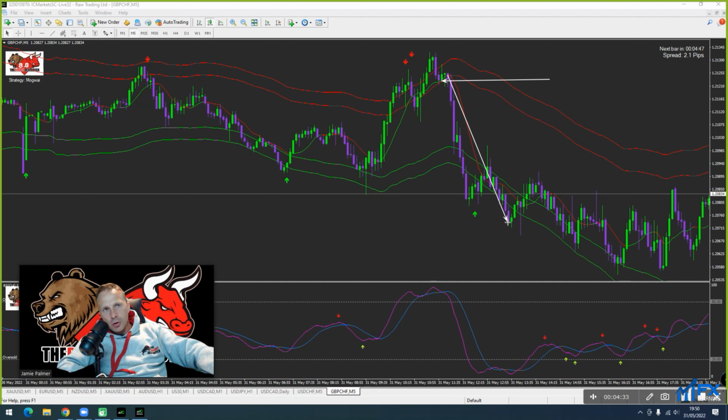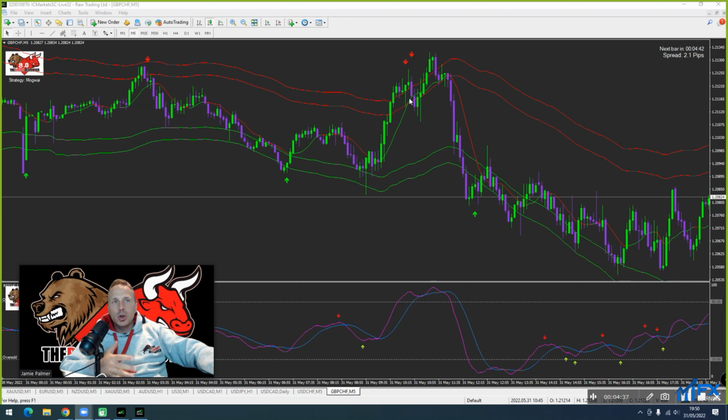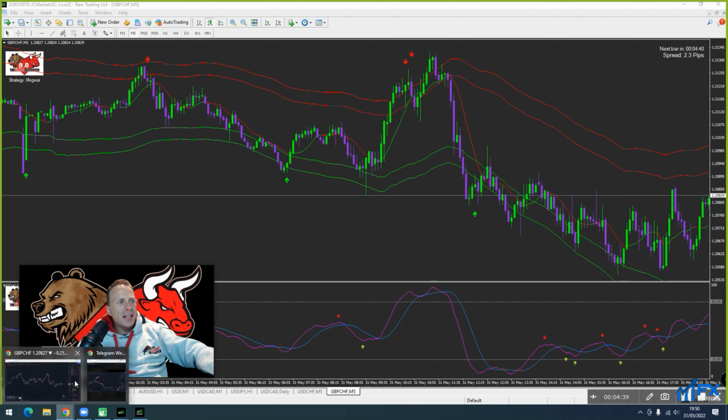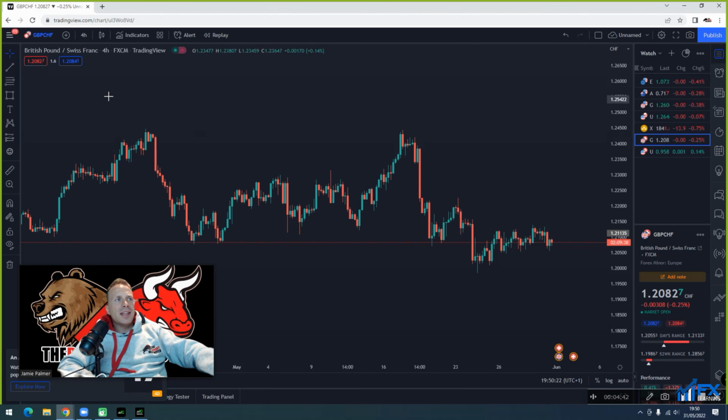This trade literally dropped straight from this level. Now, the reason why I took this trade, if we just go over to TradingView now, okay, this is GBP Swiss franc on the 4-hour time frame.